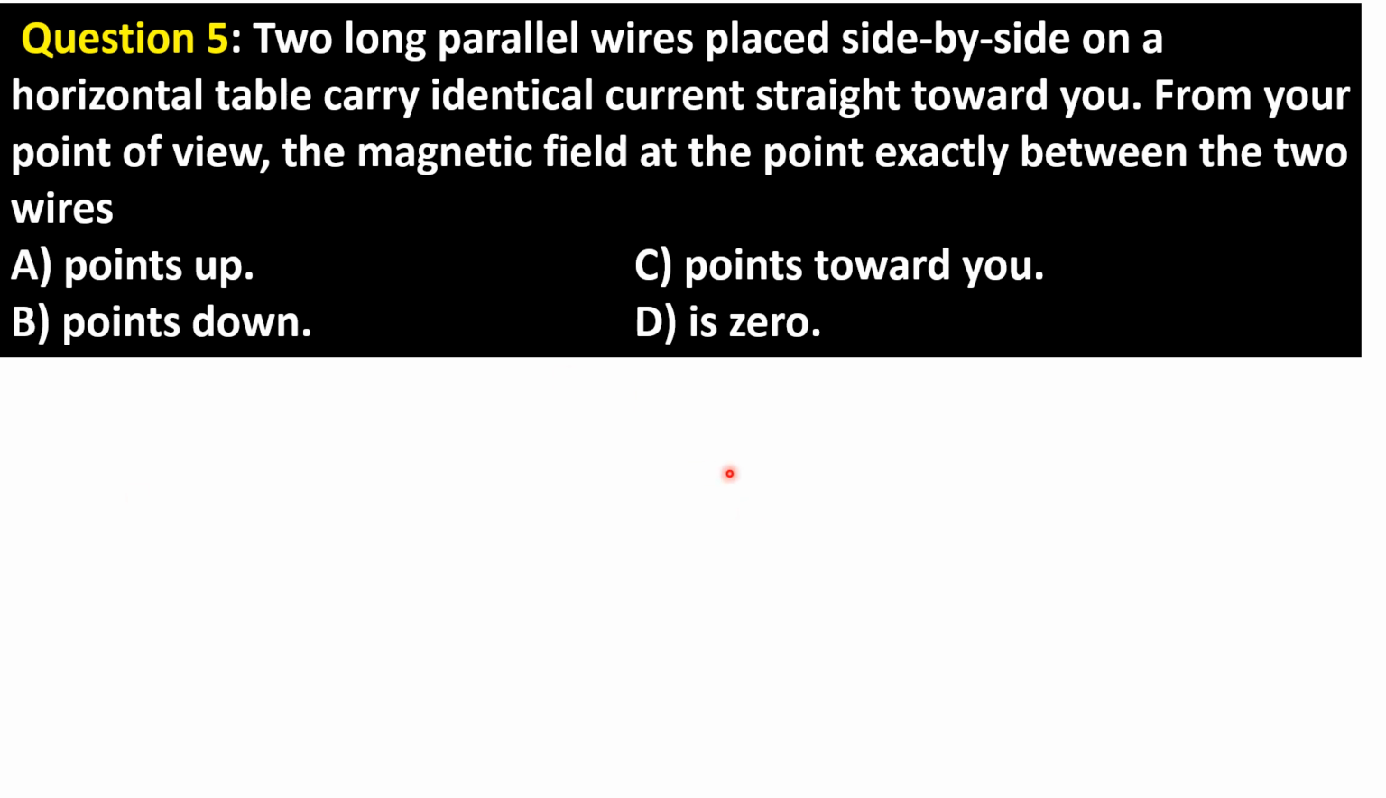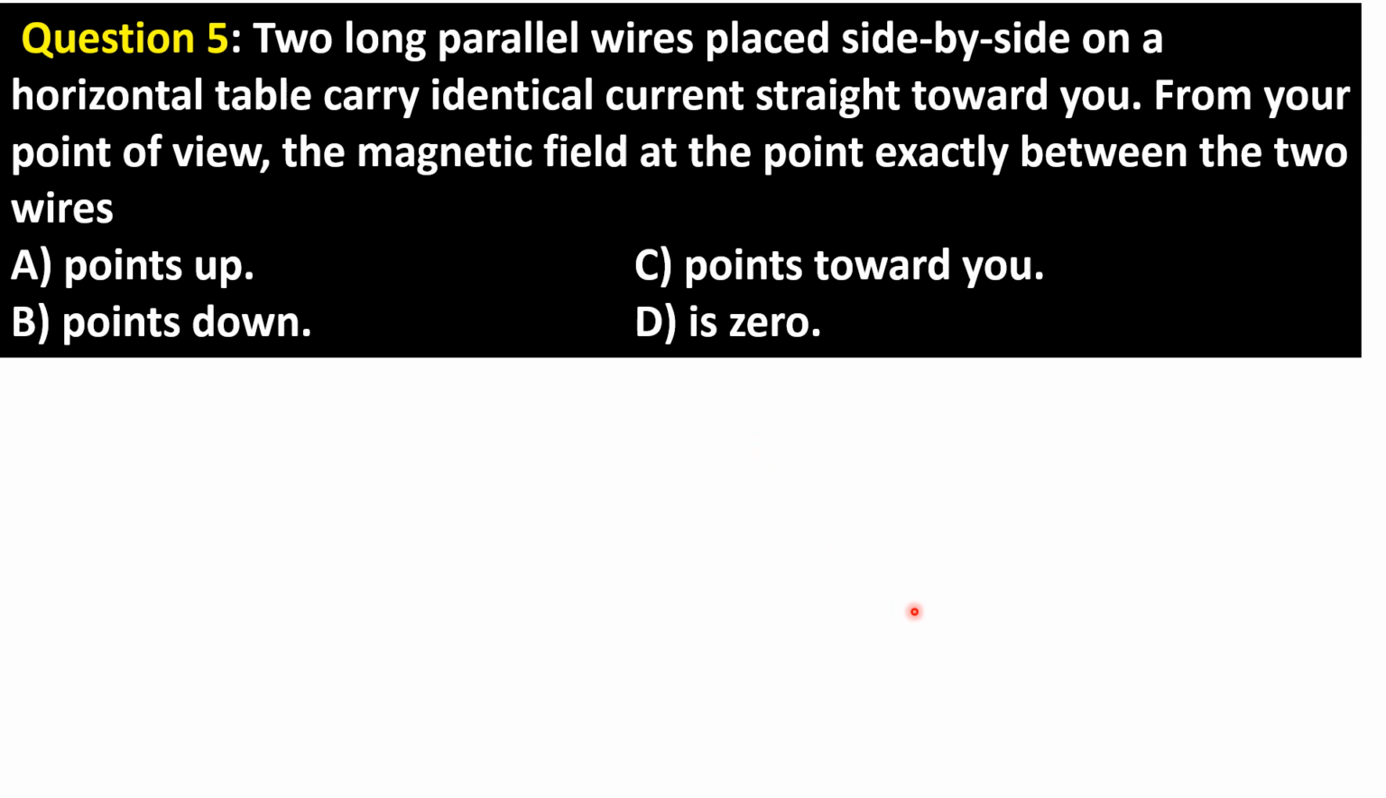Question number 5. Two long parallel wires placed side by side on a horizontal table carry identical current straight towards you. From your point of view, the magnetic field at the point exactly between the two wires: A, points up; B, points down; C, points towards you; or D, is equal to 0.